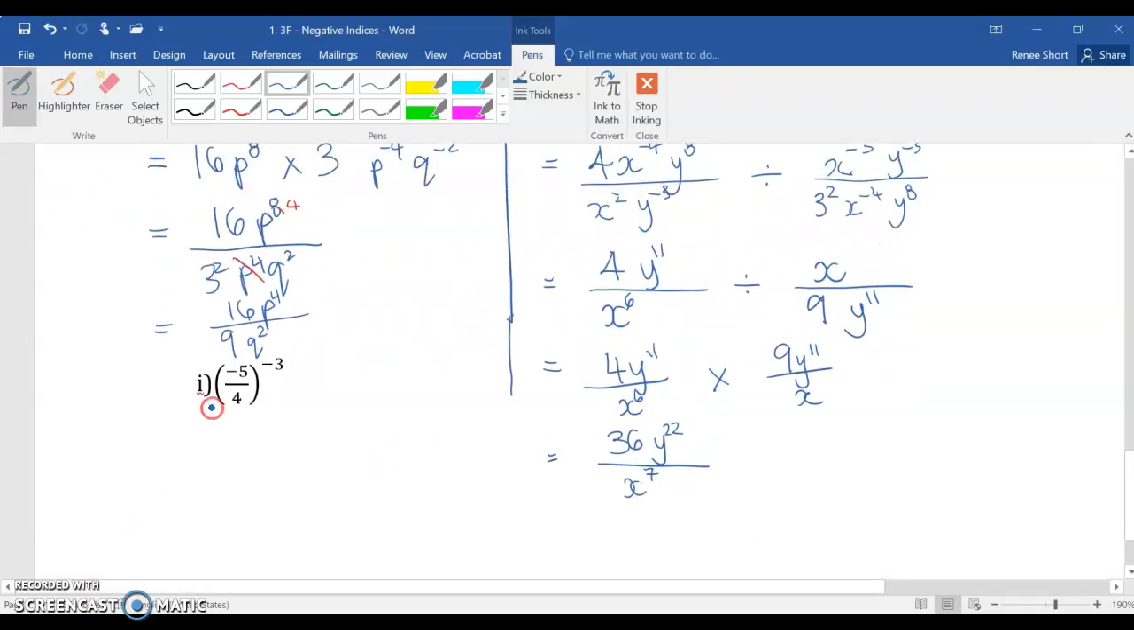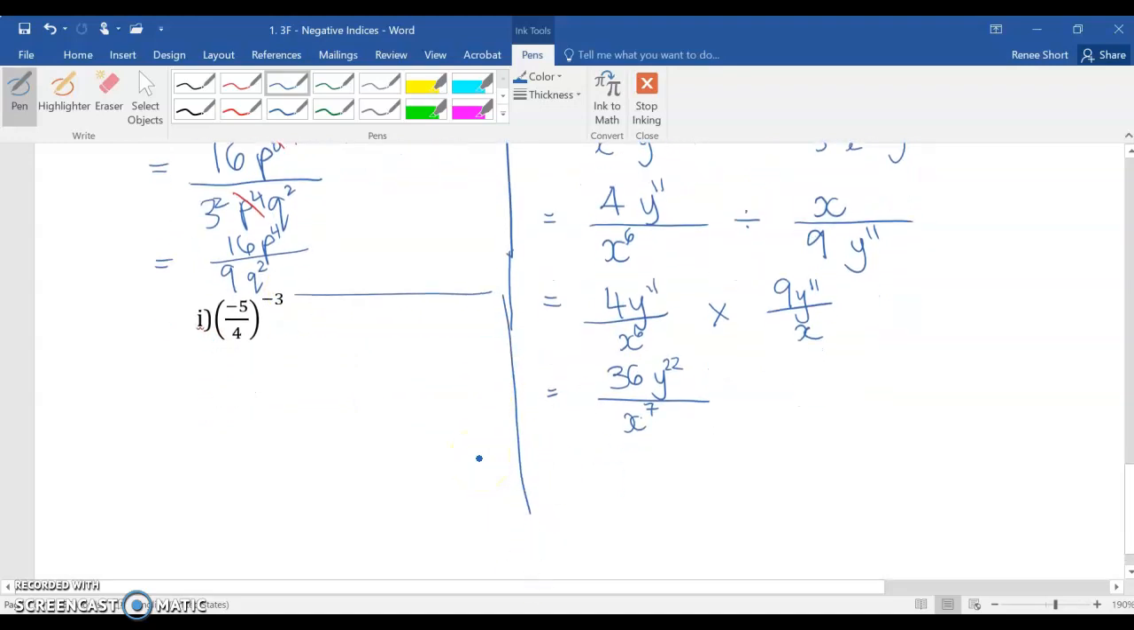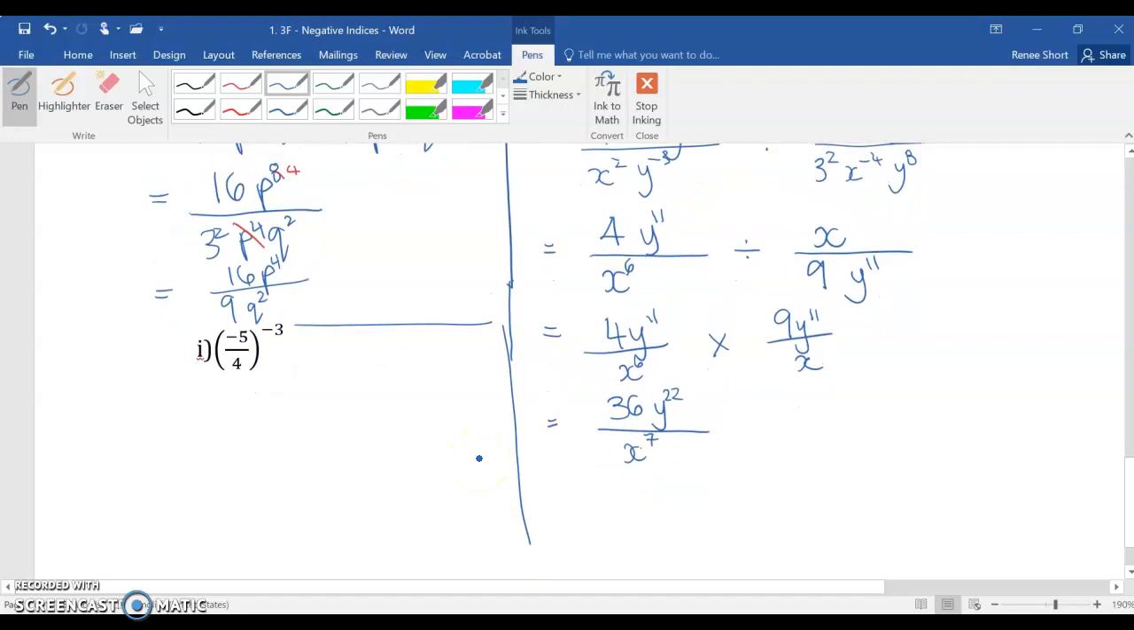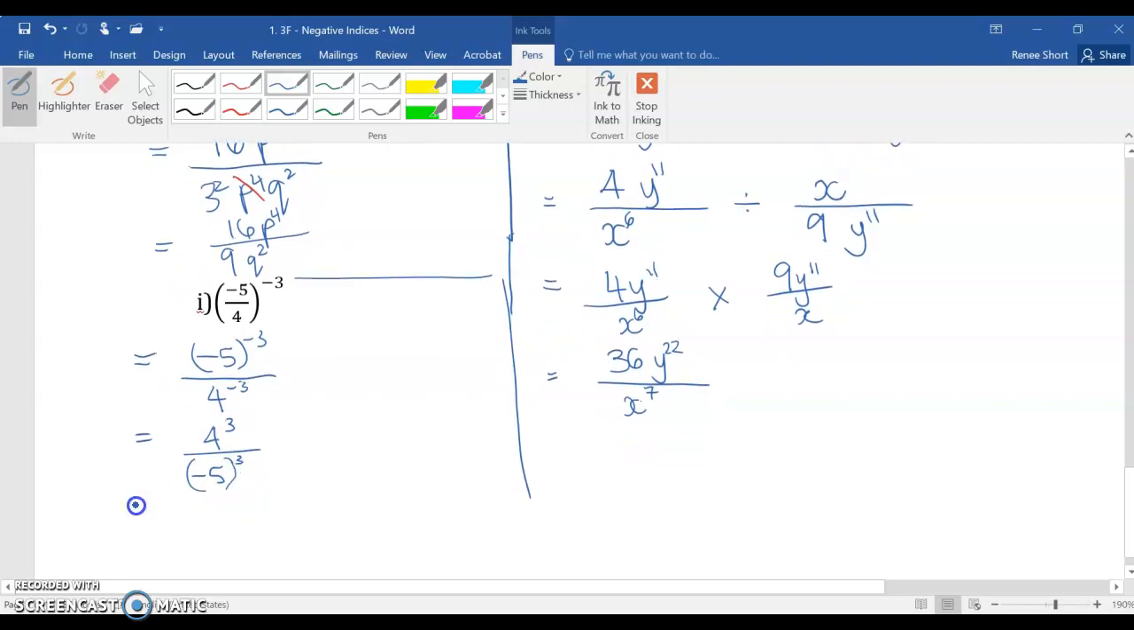Our final little question here is just a question involving numbers for us to use. And remember, then that index applies to both the numerator and the denominator in the case of it being outside the fraction. So what we've got on our numerator is negative 5 to the power of negative 3. And then on our denominator, we would have 4 to the power of negative 3. Now, to make these positive indices to begin with, we could flip them. So we'd actually now have 4 cubed over negative 5 all cubed. But we do need to keep that negative with that 5 there.